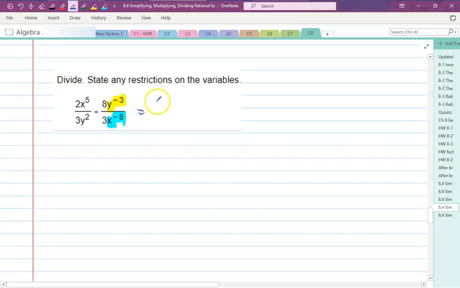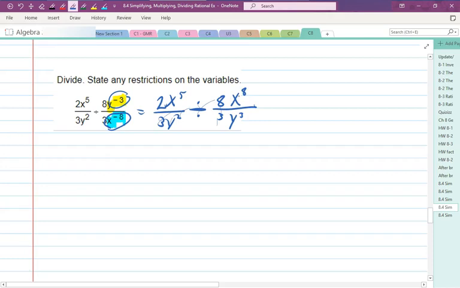I'm going to rewrite the first one, 2x to the 5th over 3y squared. It's still division. I haven't changed that. I haven't changed the coefficients, 8 and 3, but I am going to change the variables. Y to the negative 3 is not happy on top, so I'm going to move him down to the bottom, y cubed. X to the negative 8 is not happy on the bottom, so we move him to the top, x to the 8th. I treat them as individuals.